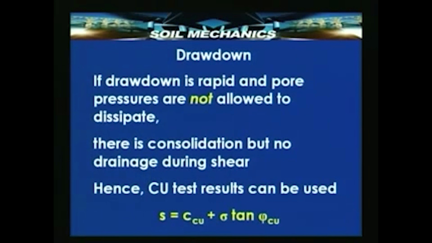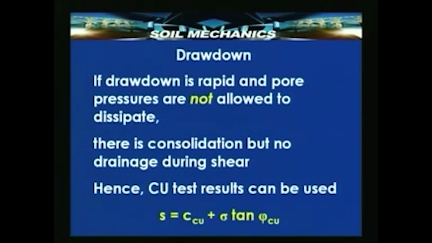Under the drawdown condition, again pore pressures are not allowed to be dissipated. There is consolidation because some time has passed since the dam has been constructed, but there is no drainage during shear. Hence, the consolidated undrained test would fit the requirement, and shear strength will be Ccu plus sigma tan phi cu.